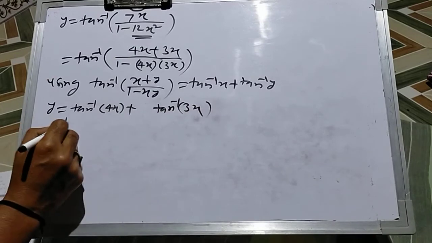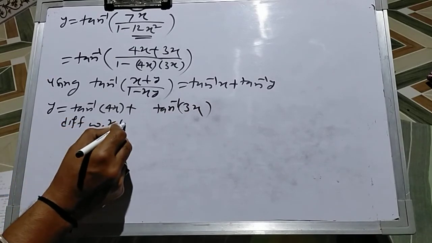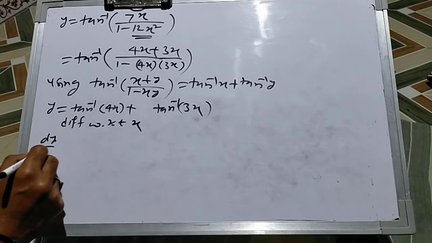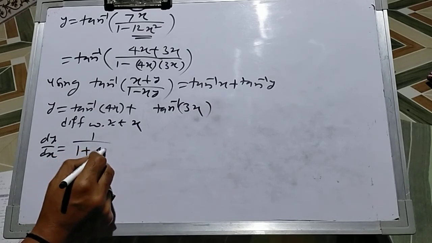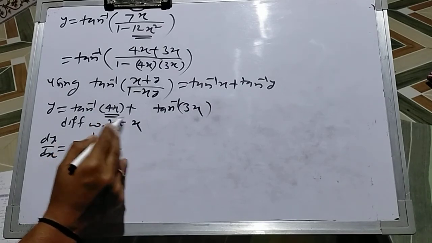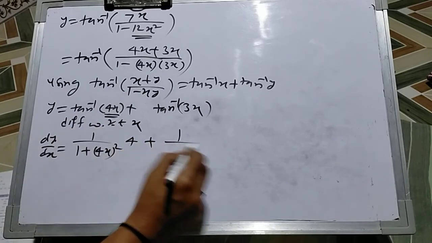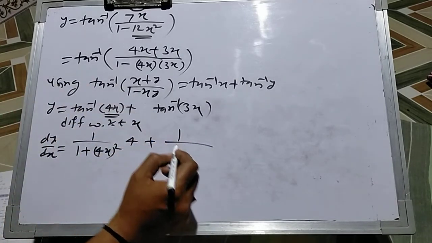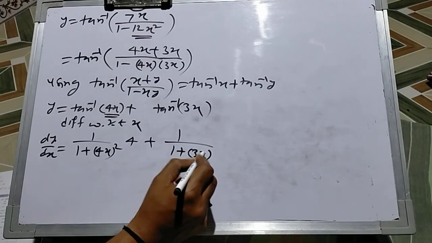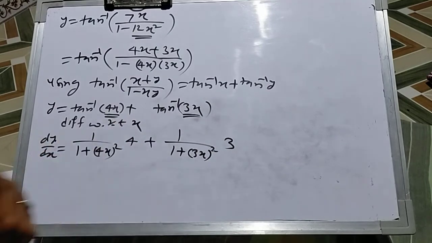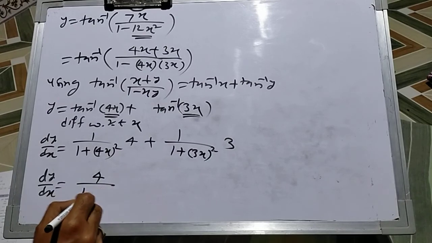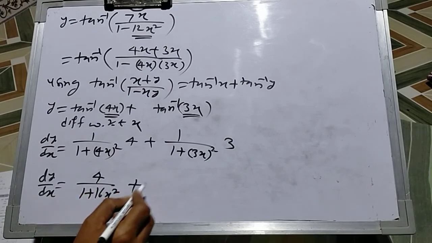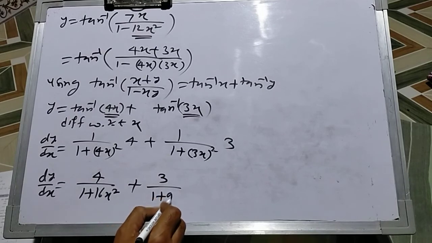So differentiate with respect to x. So dy by dx equals the derivative of tan inverse of 4x, which is 1 divided by 1 plus 4x square into the derivative of 4x, which is 4, plus the derivative of tan inverse of 3x, which is 1 divided by 1 plus 3x square into 3. So the answer will be dy by dx equals 4 divided by 1 plus 16x square plus 3 divided by 1 plus 9x square. So this is the required solution.